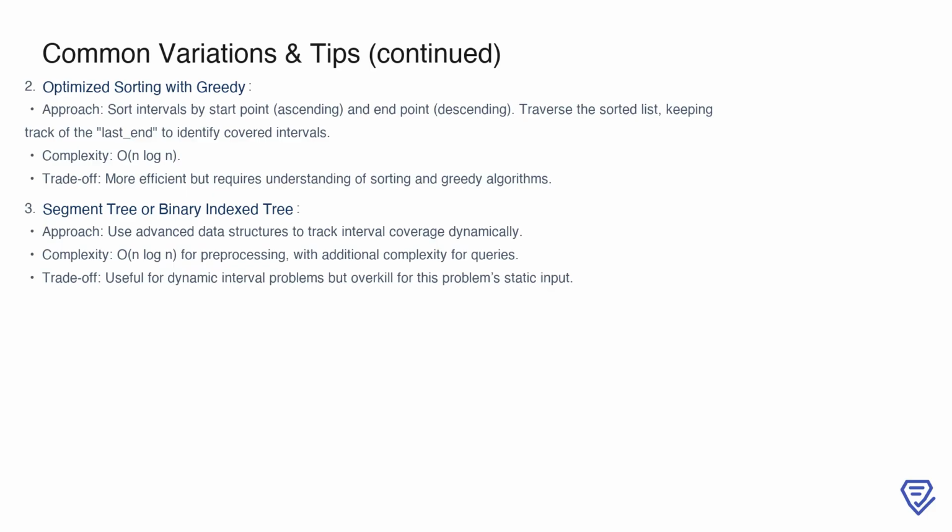For more advanced scenarios, you could explore using data structures like segment trees or binary indexed trees. These structures allow for dynamically tracking interval coverage, which could be useful for variations of this problem involving dynamic updates or queries. While these methods also have a complexity of n log n for preprocessing, they introduce additional complexity in implementation and are generally overkill for the static input in this problem. By mastering the optimized approach, you'll be equipped to handle this problem efficiently and extend your knowledge to other variations.